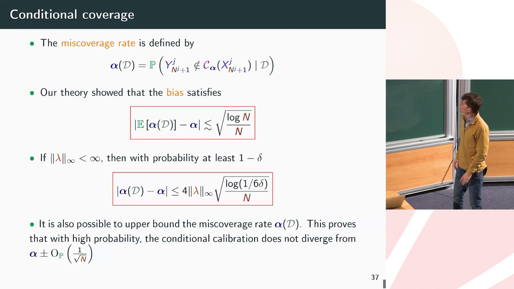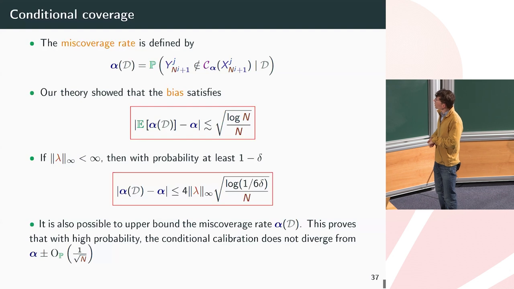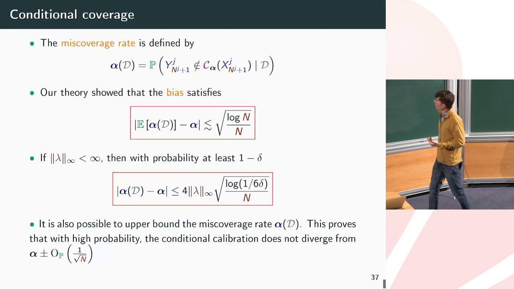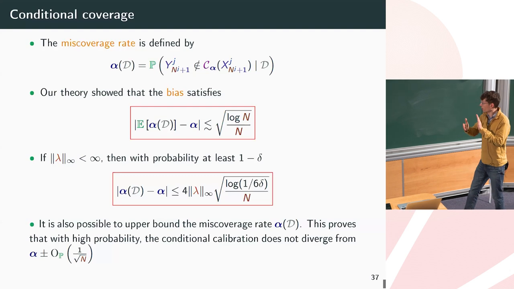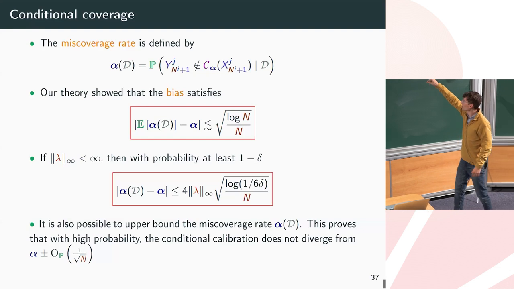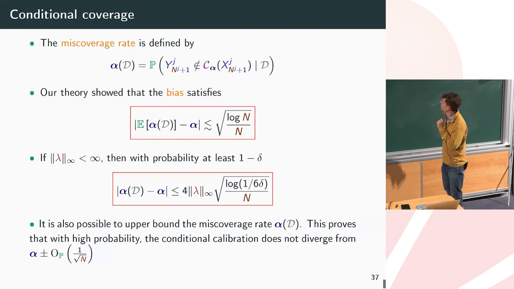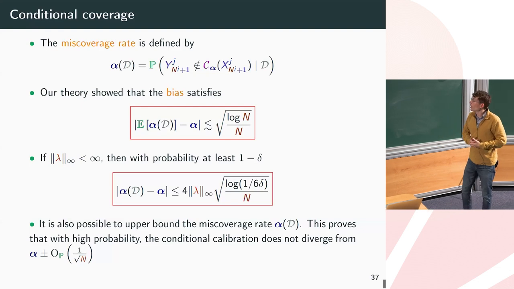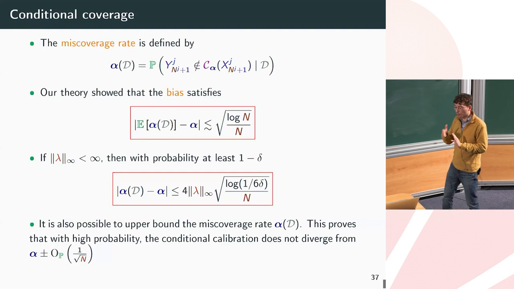Just to recap, we studied this miscoverage rate, which is personalized to client G. We showed that the bias is of order square root of log n divided by n. And also with huge probability, the deviation between the miscoverage and the targeted level alpha can be controlled by something proportional to 1 over square root of n. So if you choose delta as 1 over n, you can see that the bias is of the same order as the deviation. So for numerical application, it's maybe better to look at the algorithm that would have small deviation rather than just small bias.